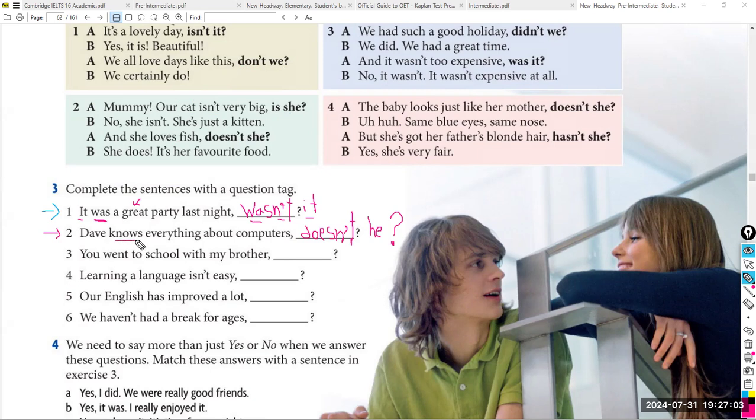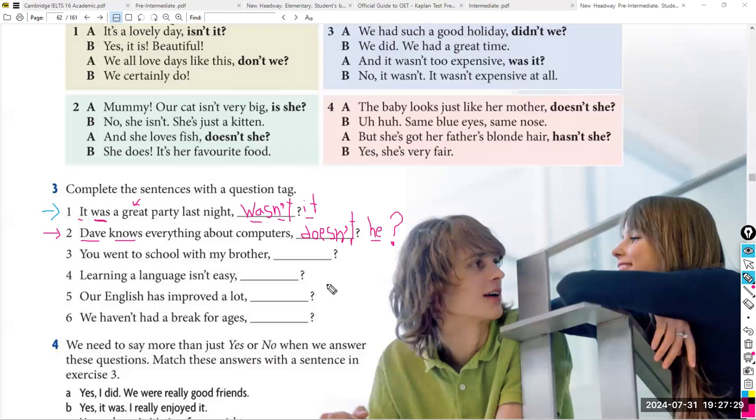So notice, guys, that knows is the main verb. I have to write do, does, did. Because Dave is singular, he, I have to write does. Because the statement is positive, I have to write the negative, and I have to write the question mark. I told you the question tag doesn't accept the names. I have to replace the names, or nouns, with the pronouns. Thank you so much, Raed.